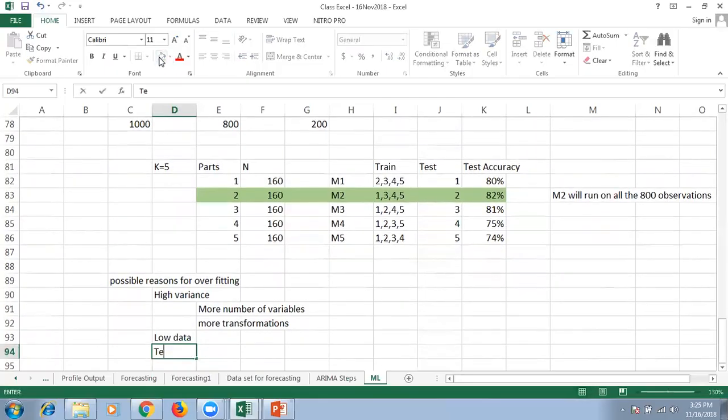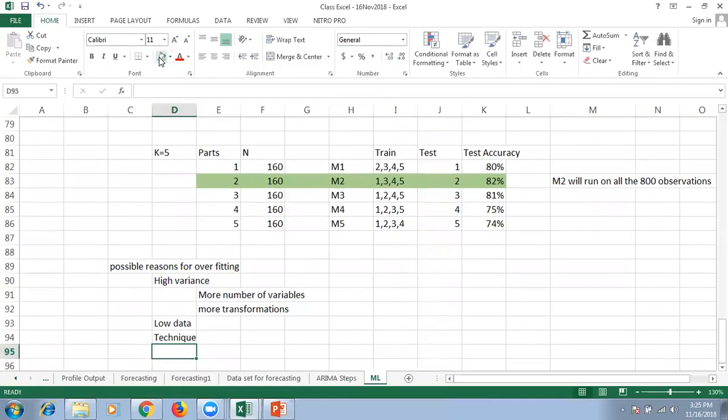And the technique also sometimes matters, because I told you, if it is a linear regression, it's a low variance technique. But the problem is what? High bias, right? Okay, so are you clear now? So these are the possible reasons, guys.